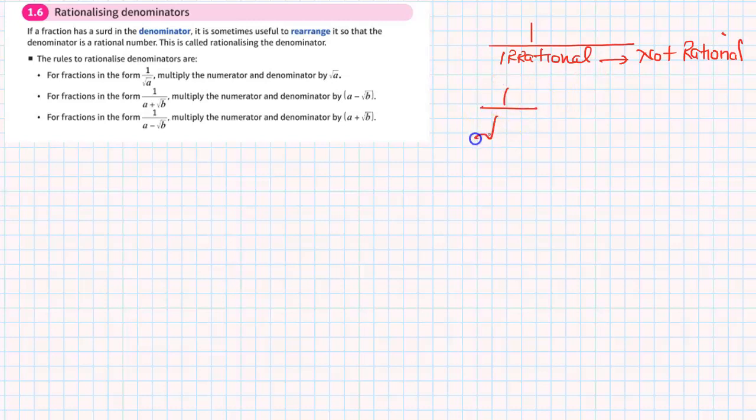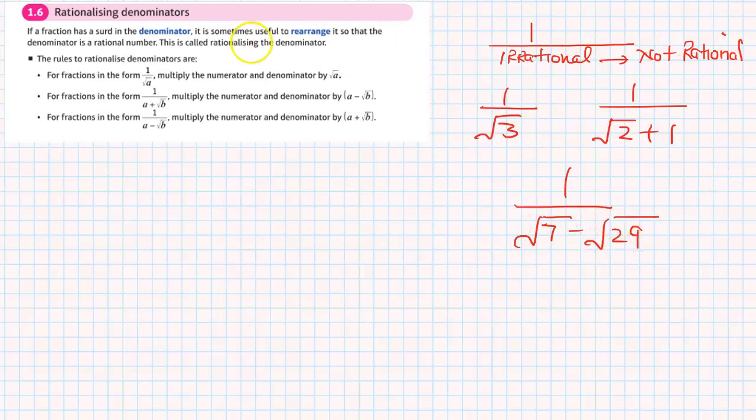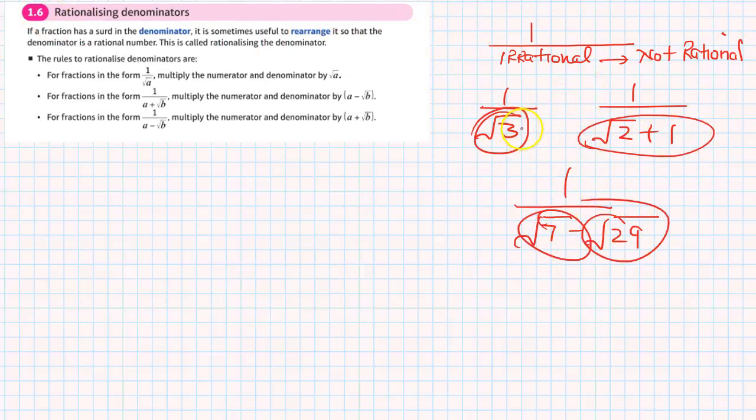Suppose your denominator is root 3, root 2 plus 1, root 7 minus root 29, something like this. So these are all the surds, irrational numbers. You have this number, so removing this, instead of irrational, we make it a rational number.